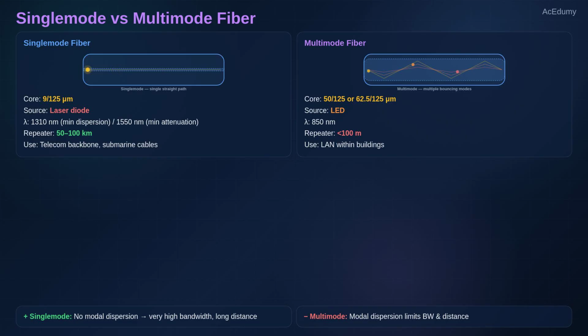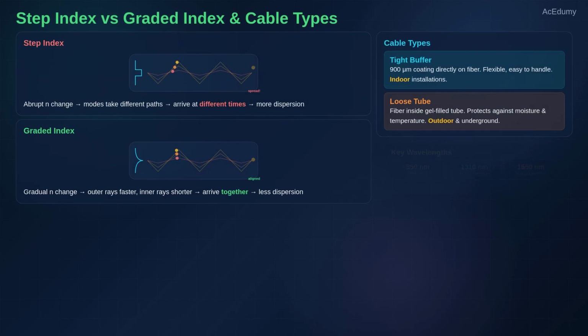Multimode fiber has a much larger core, 50 over 125 or 62.5 over 125 microns. Light bounces through the core in multiple paths, called modes. This causes modal dispersion, where different modes arrive at different times. Multimode supports up to 200 megabits per second over distances under 100 meters, making it ideal for local area networks within buildings. Multimode fiber comes in two important varieties: step index and graded index.